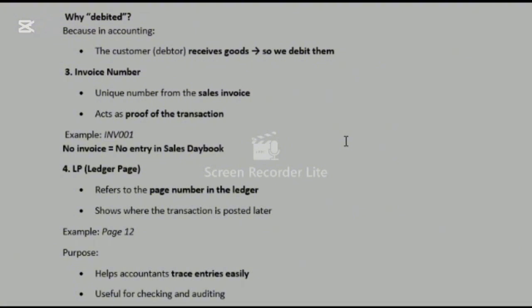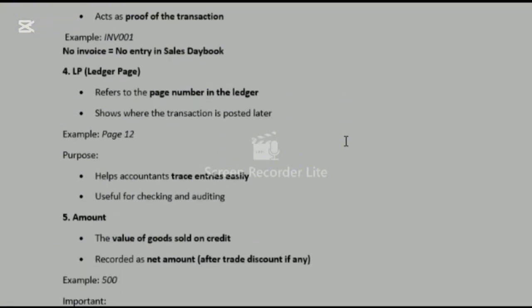Number 3, we have invoice number. Invoice number is a unique number for the sales invoice. This helps us in control and tracking. It acts as a proof of transaction. That invoice number is what shows that there is evidence that a credit sale has occurred.